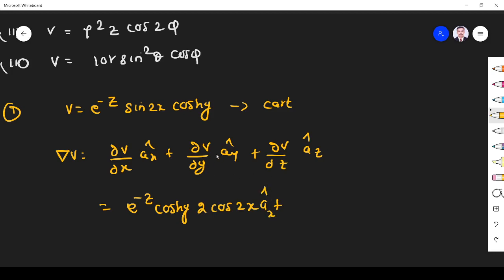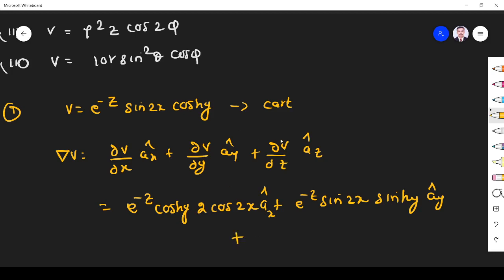Next, we have to differentiate V with respect to y. So if you differentiate with respect to y, what is the thing? e power minus z sin 2x is constant. Differentiate cosh y. If you differentiate cosh y, what you get is sinh y, right? And ay. This is very important. Don't think that the derivative of cosh y is minus sinh y. It is plus sinh y, right?